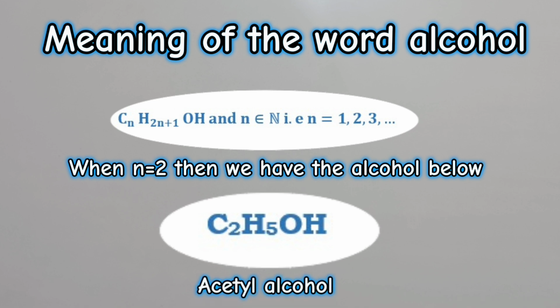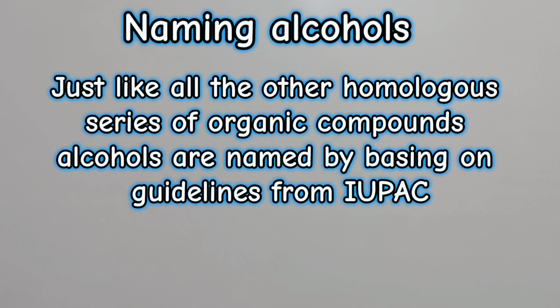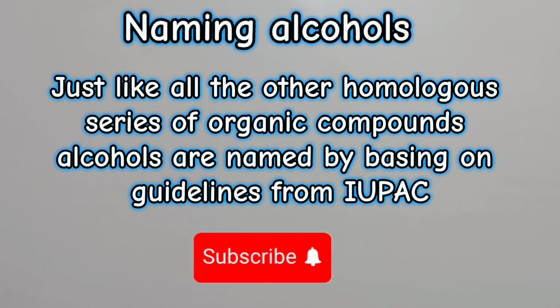At this point, we are not interested in knowing the origin or the criteria of the names methyl alcohol and ethyl alcohol, but we are rather interested in learning the correct and accepted systematic procedure that is used to name our class of compounds, alcohols. How do we name alcohols? Alcohols are named by following guidelines from IUPAC, just like all the other homologous series of organic compounds.